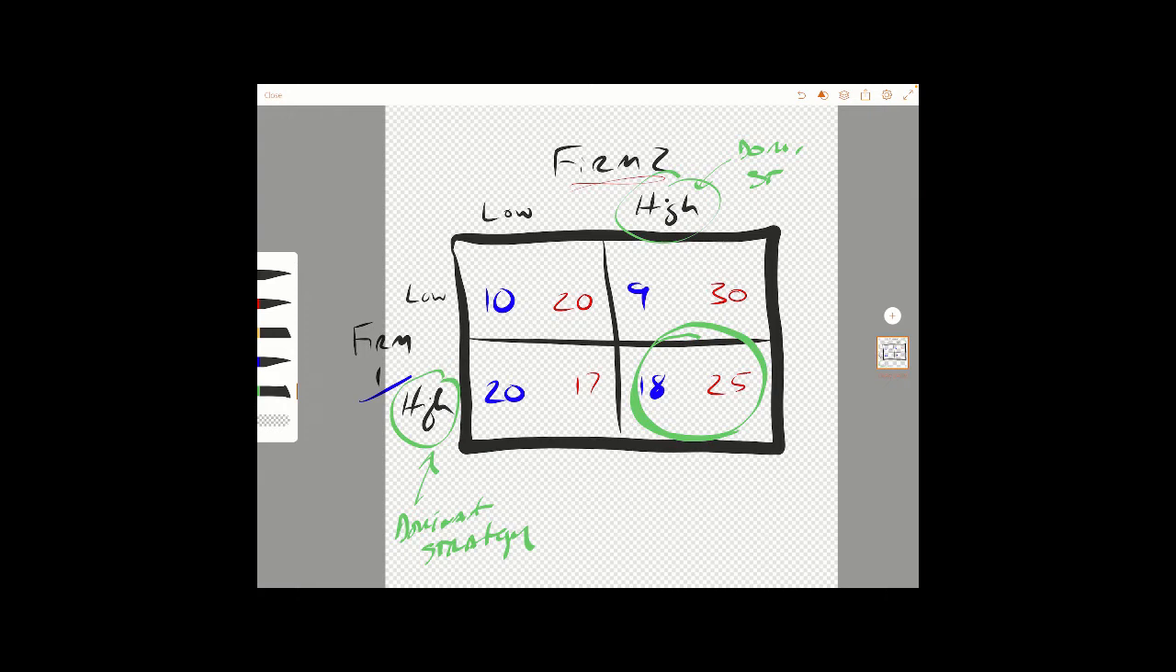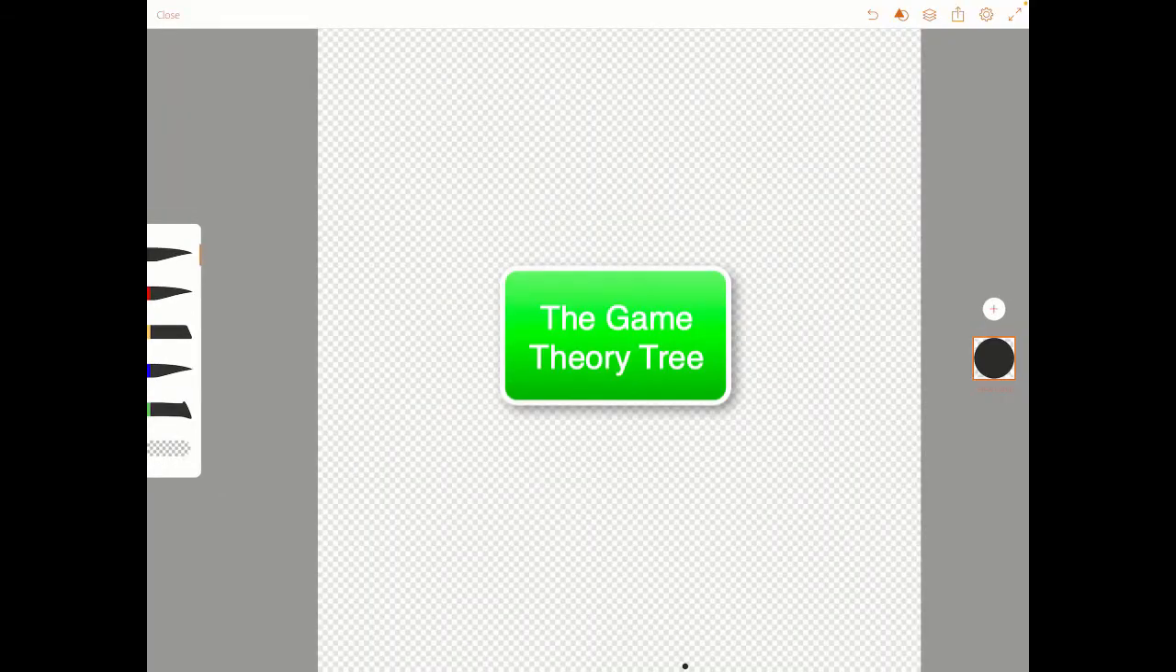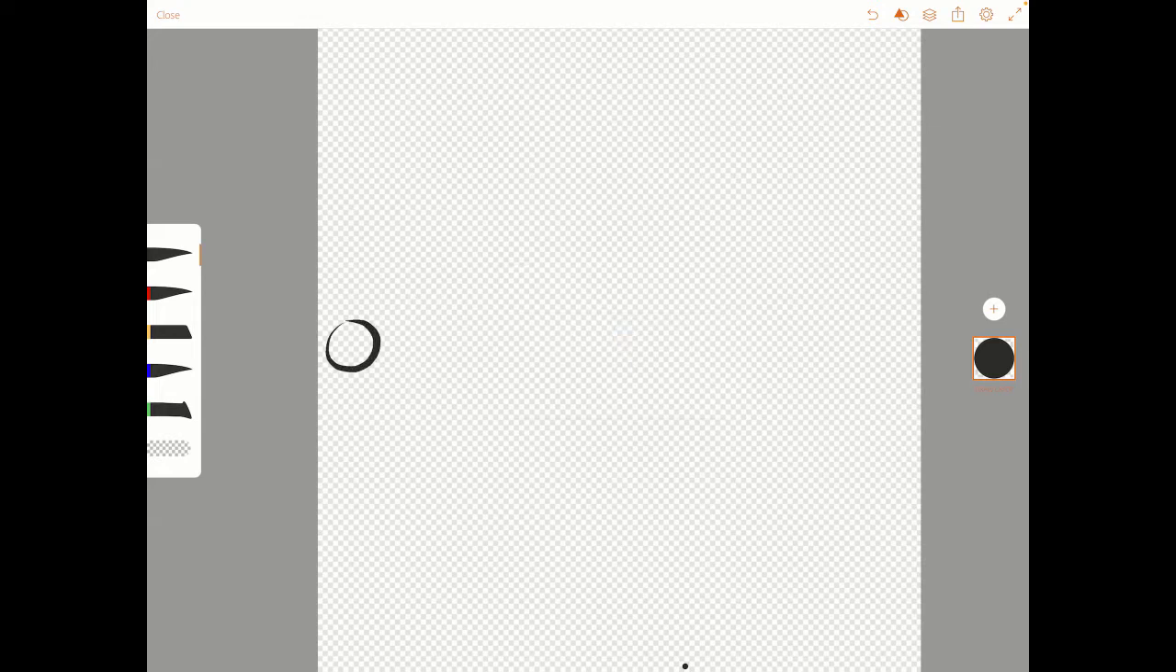So the outcome of this game will be right here, where both firms produce a high output. That's because both firms have a dominant strategy. So let's take a look at our dominant strategy game theory matrix in the form of a game theory tree. When we set up a tree, what we're doing is we're setting up a sequential game.